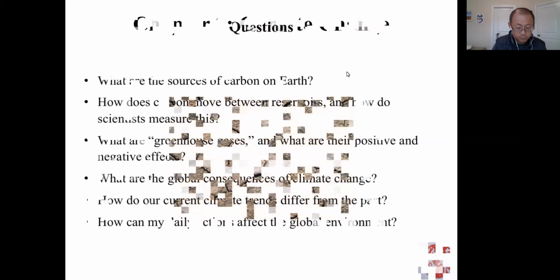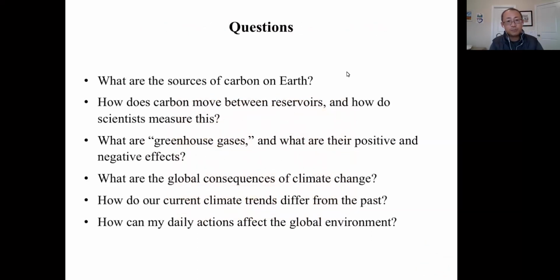So here are some questions for this chapter. We want to talk about what the sources of carbon on Earth are, because a lot of times when we talk about global climate change, we connect the topic with carbon release, carbon amount. So we also want to ask, how does carbon move between reservoirs, and how do scientists measure the amount of carbon? And what are greenhouse gases and what are their positive and negative effects?